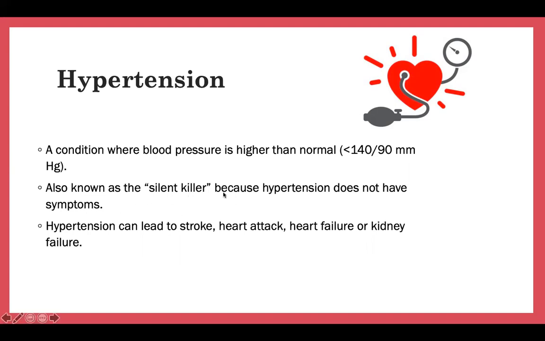It's known as a silent killer because hypertension doesn't have any symptoms. So when you have high blood pressure for long periods of your life, it can lead to stroke, heart attack, heart failure, or kidney failure. Essentially, when you have high blood pressure, your heart's just working a lot harder to do its job. So you're just going to essentially wear out your muscle a little bit quicker.